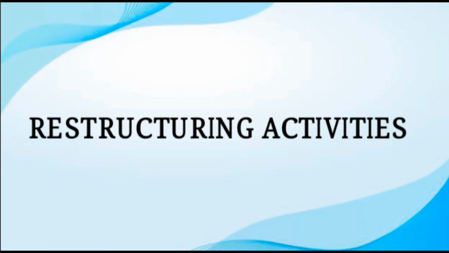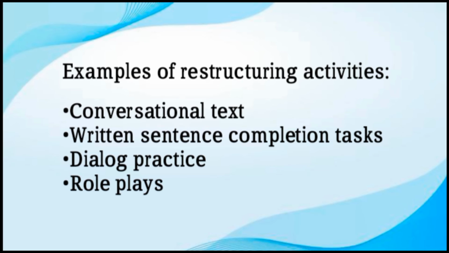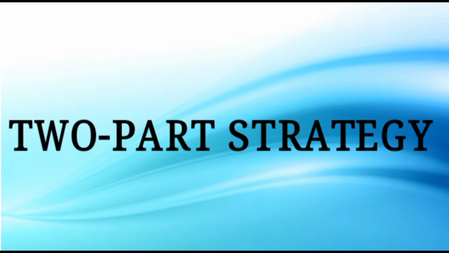Turning on to the restructuring activities. Restructuring activities are oral or written tasks that involve productive use of selective items from the listening text. Examples of restructuring activities: conversational texts, peer reading of the tape scripts, written sentence completion tasks using expressions and other linguistic items from the text, dialogue practice based on dialogues that incorporate items from the text, role plays, and using language from the text. And now the two-part strategy.